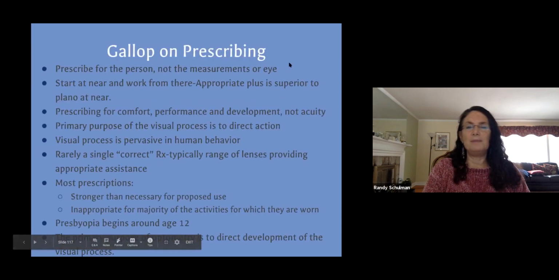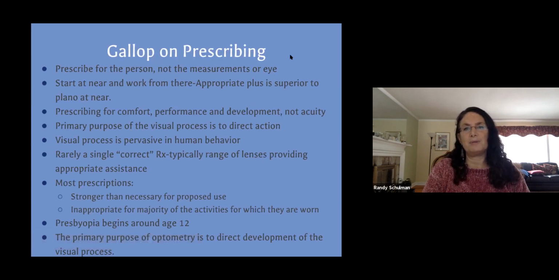A couple more tips from Steve Gallup that I like. You're going to be prescribing for the person, not for what you're measuring. Start at work and near and work from there. Always prescribe for comfort, performance, and development. Again, these are all themes, and he studied some of those giants as well.